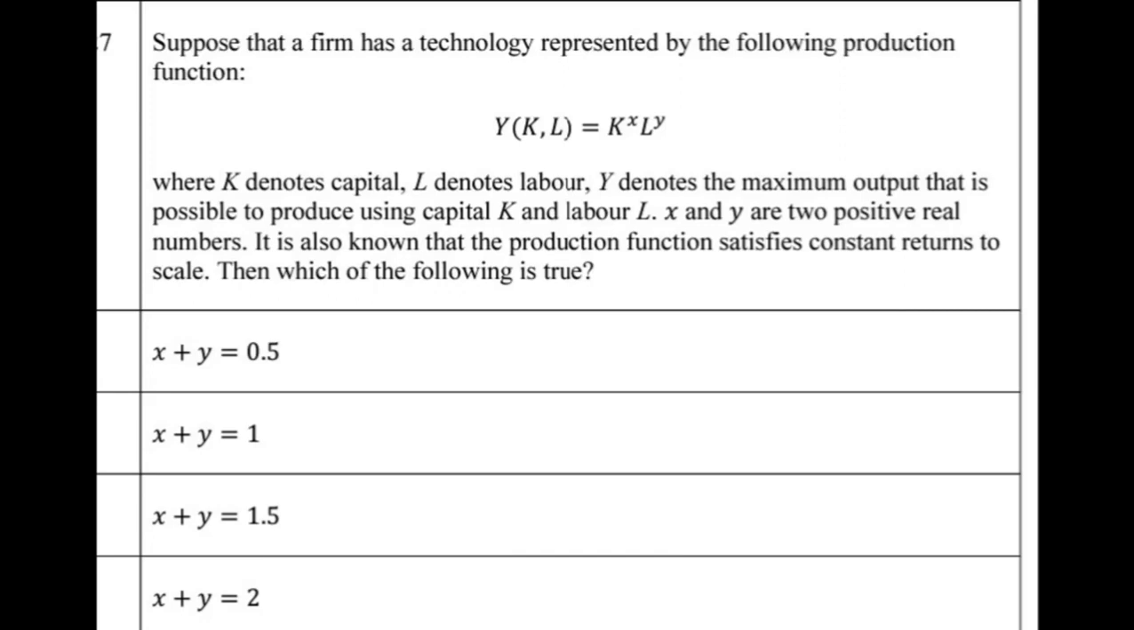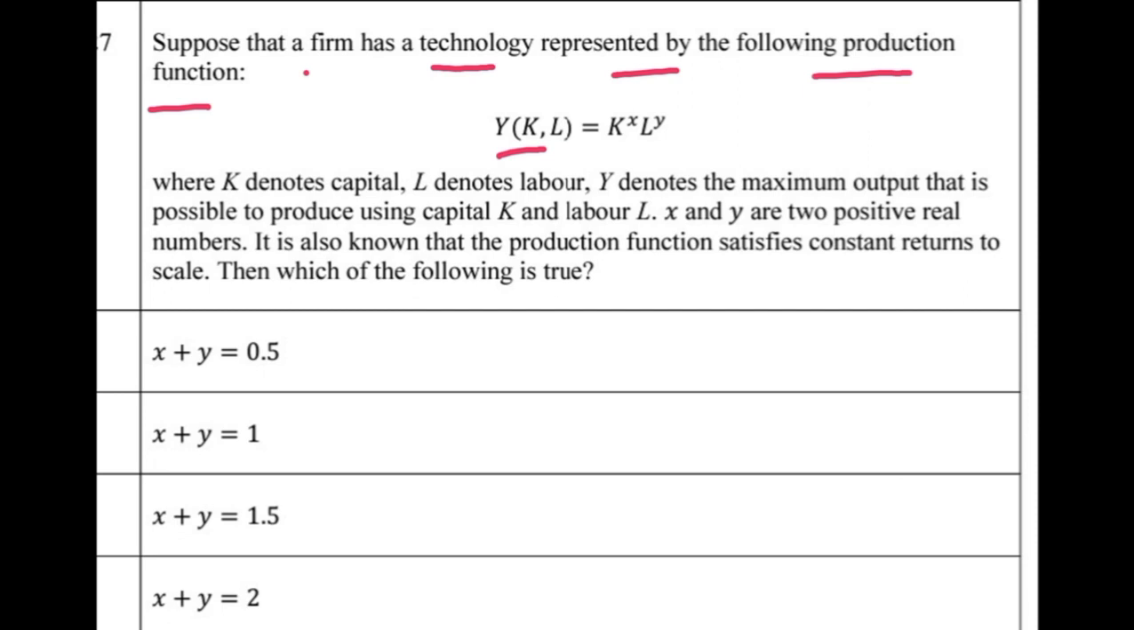In this video, we will try to solve the questions that were asked in the GATE Economics paper of 2022. The first question is like this. Suppose that a firm has a technology represented by the following production function. We have y = K^x L^y.